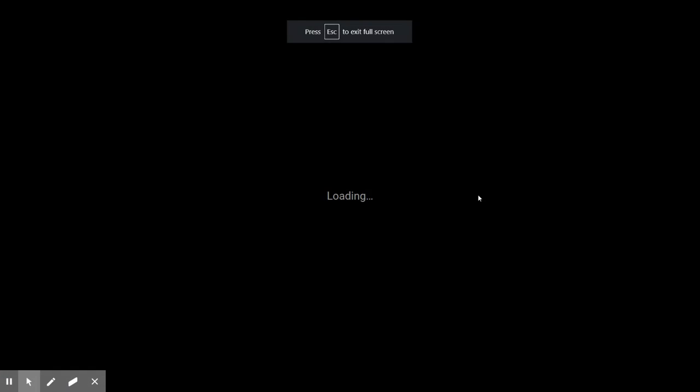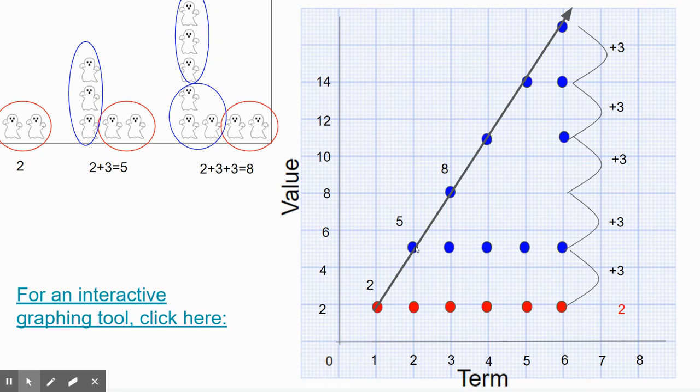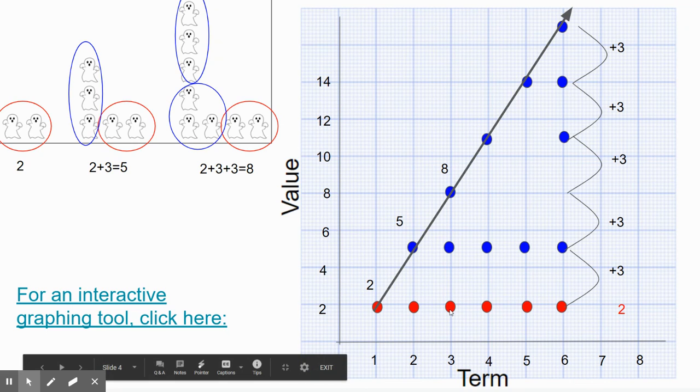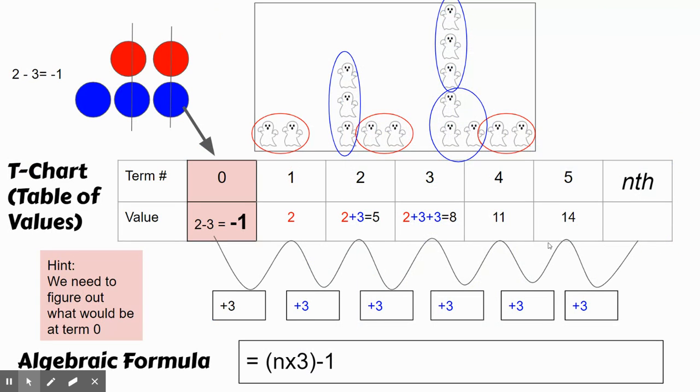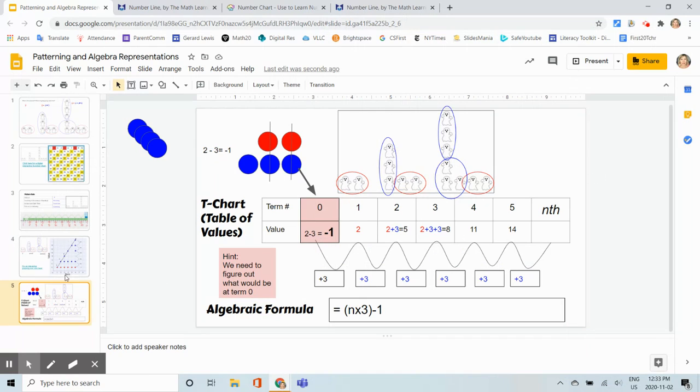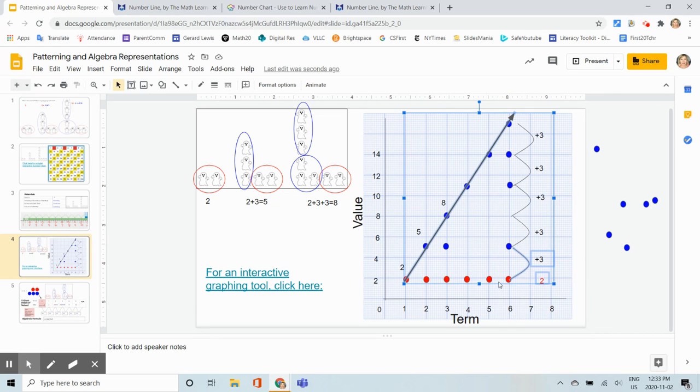I'm going to present the screen so you can see that. In term 2, I had 5 ghosts. So you can see my 2 ghosts plus 3 more. In term 3, I had 8 ghosts. So here's my 2 ghosts, adding 3 and adding 3. And you can see it's doing that each time. Oops, sorry, I forgot I'm in presentation mode. So you can just see that you don't actually have to fill in all of these dots, but it does give you an indication of what is happening in our pattern as we go along.